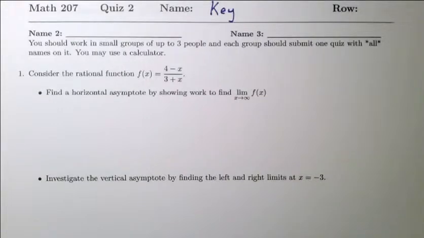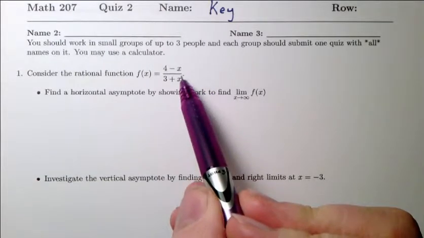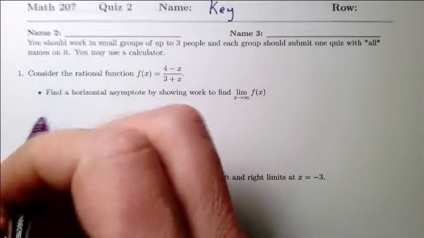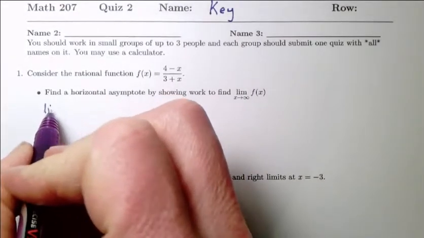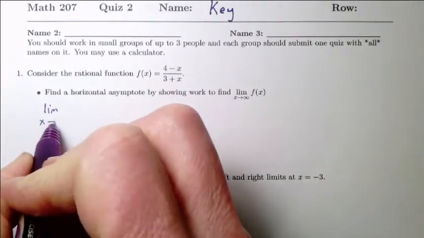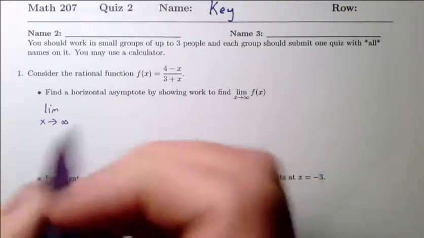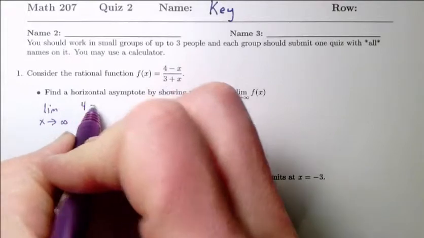Okay, we've got a simple rational function here. Relatively simple just because the numerator and denominator each have degree 1. We want to find a horizontal asymptote, so we need to evaluate this limit to see if the function tends towards a constant or a finite value as we go to infinity.